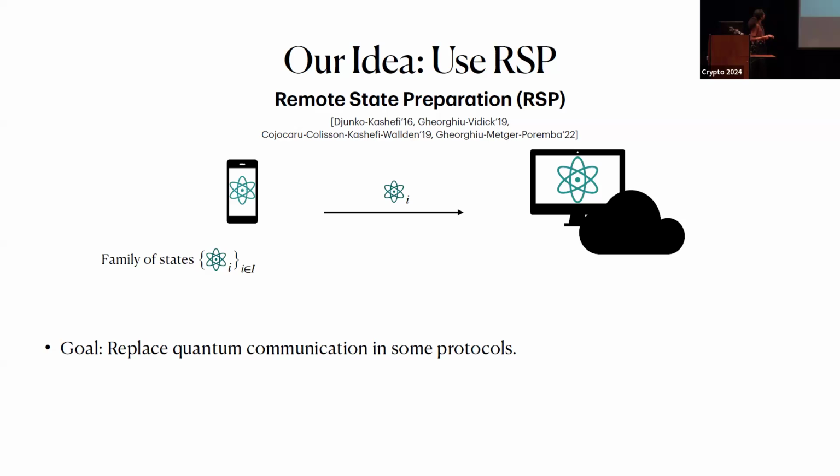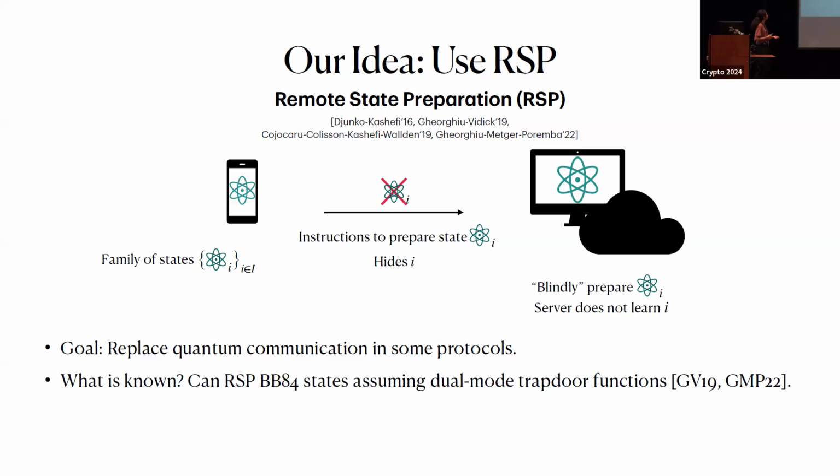The goal of RSP is to replace this quantum communication and instead have the client send classical instructions to prepare the state in a way that hides which state you're asking to prepare. And so now the server can prepare the state on its own. What is known about RSP in the past?